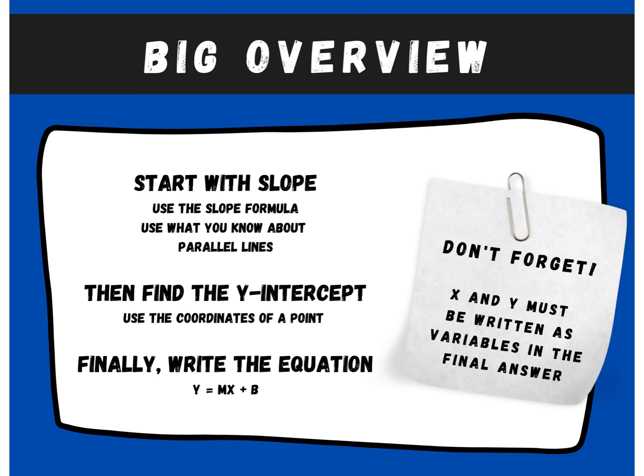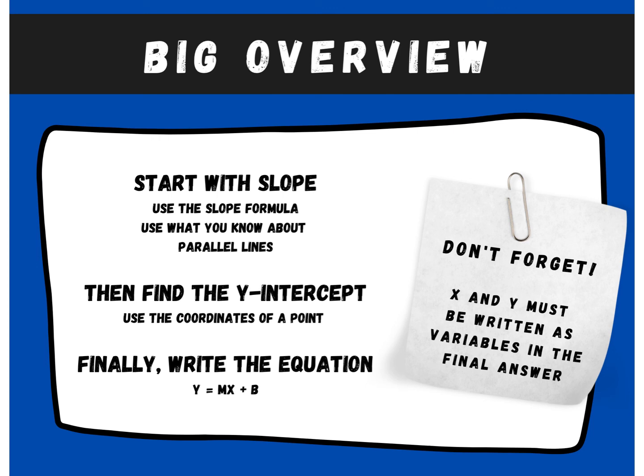There are a couple different ways you can write the equation of a line, and it really depends on what information you have. You have to start with the slope. You might be given the slope, you might need to use the slope formula, you might need to use what you know about parallel lines, or even look at a graph, but you have to find the slope first. Then, find the y-intercept. Often that means you're going to use the coordinates of a point, plug them in for x and y, and solve for b, the y-intercept. Finally, don't forget to actually write the equation.